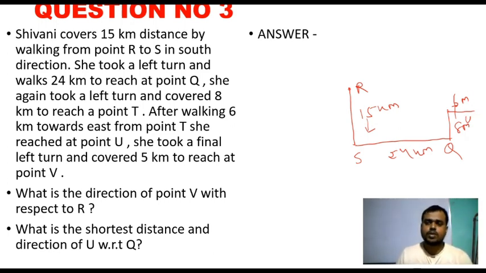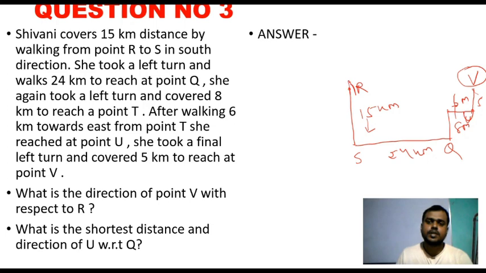After reaching point U, the upper part is left and the lower part is right. Now she again took a final left turn and covered 5 km to reach point B. Suppose this is 5 km to reach point B. Now this is point B and this is point U. This is 5. Now 8 plus 5 is 13, and here is 15.